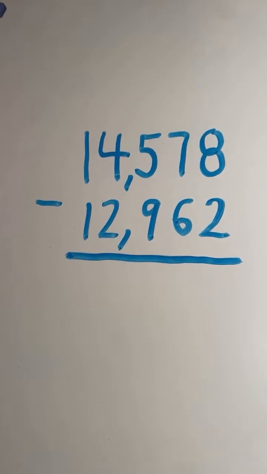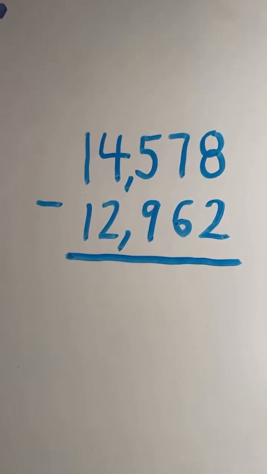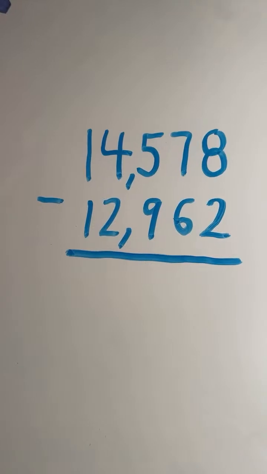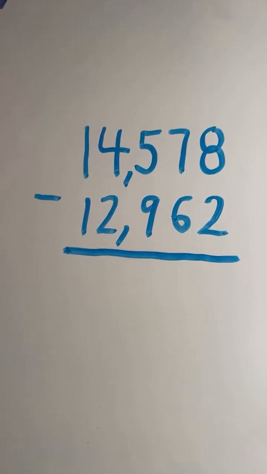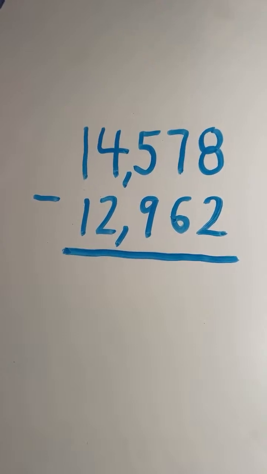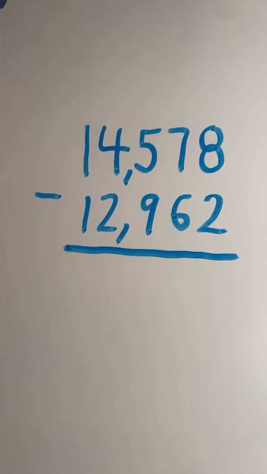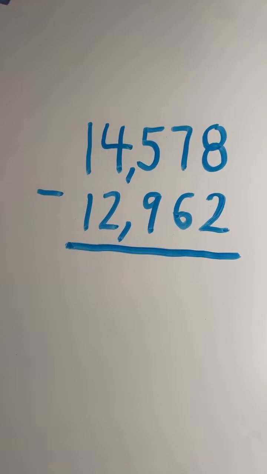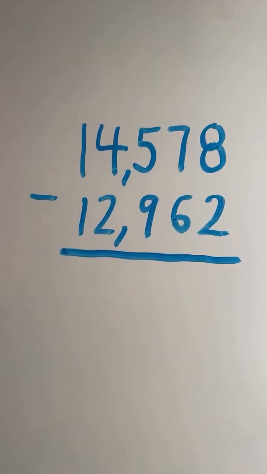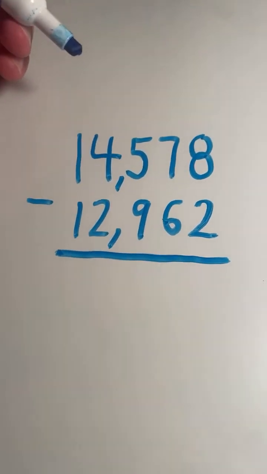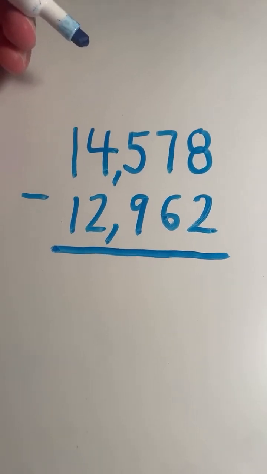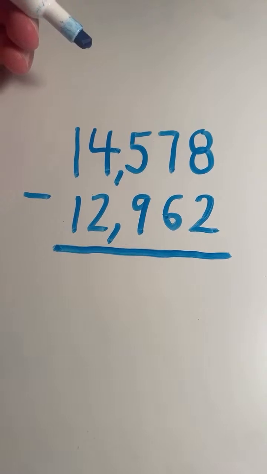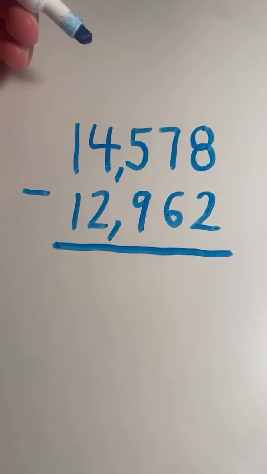So this video is going to be a review of multi-digit subtraction with regrouping. Our first example problem is 14,578 minus 12,962. And I'm going to go through step by step how to solve that problem. So step one, before we do any subtraction, is we want to see if regrouping is needed. Now we regroup whenever there is a bottom digit that is bigger than the top digit.